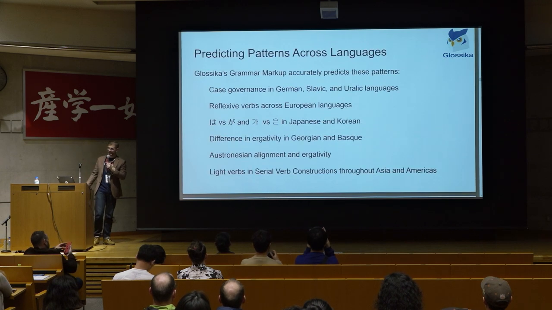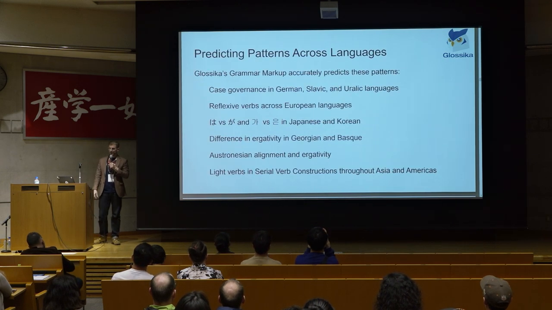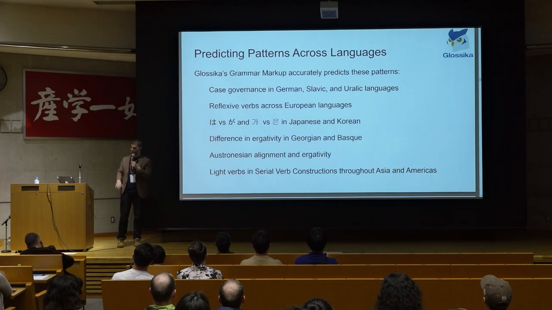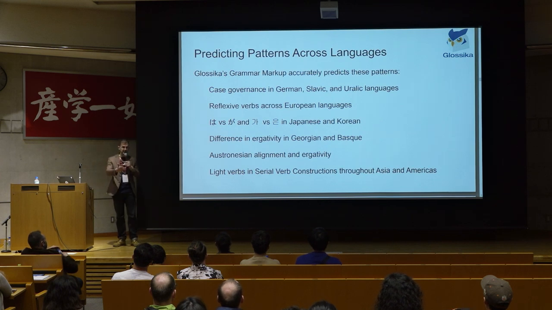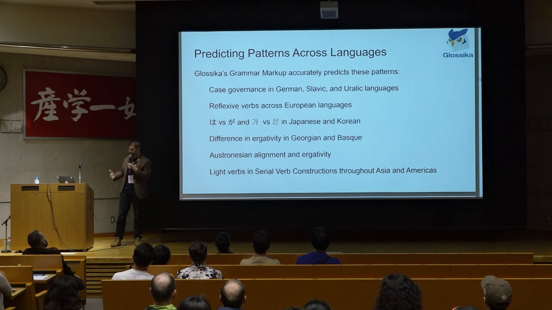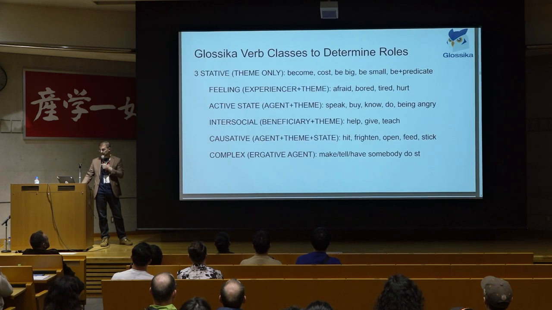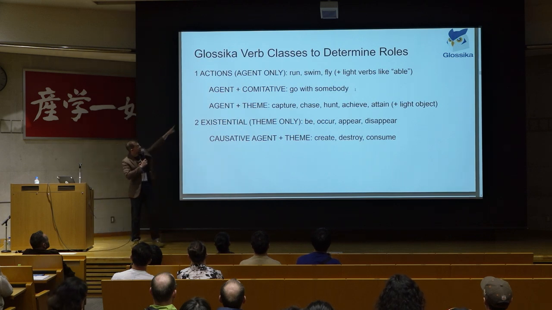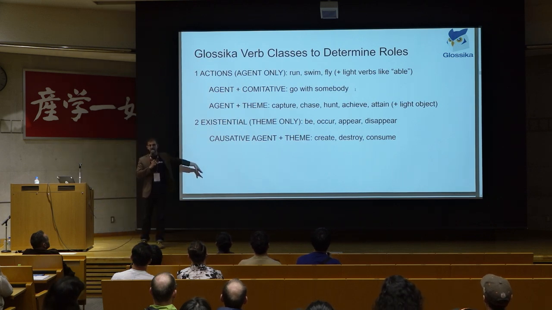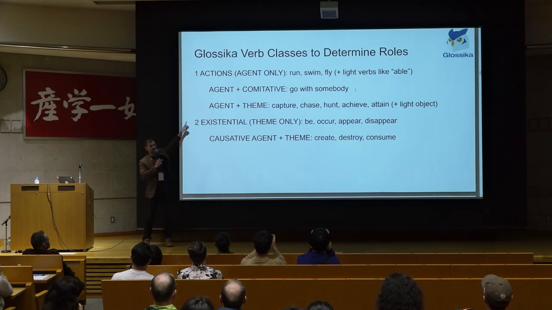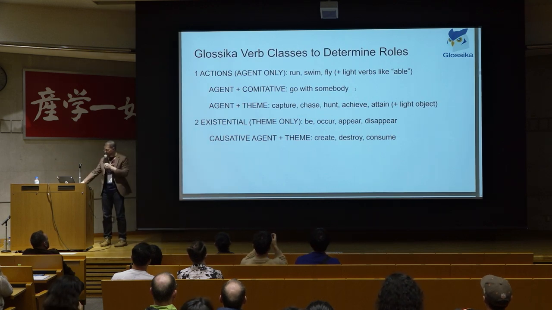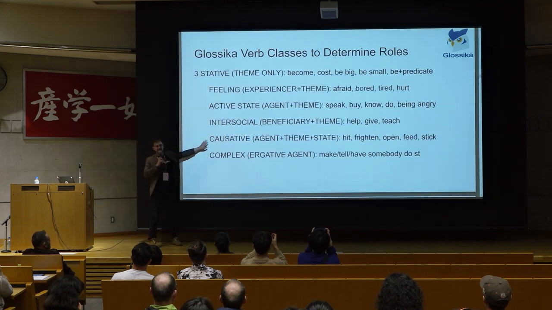This creates more people doing things in the sentence. Okay, so patterns across languages. Because we analyze languages in this way, we're able to predict the patterns in different languages. For example, the case governance in German I just mentioned, reflexive verbs across European languages, wa versus ga, or ka versus in Japanese and Korean, and differences in ergativity in Georgian and Basque. Just to give you a quick example, if I go back here, the actions up here of running and swimming, everything is ergative in Basque, but in Georgian, these are not ergative. In Georgian, only the causative sentences are ergative.